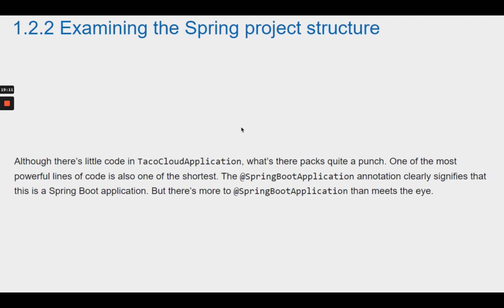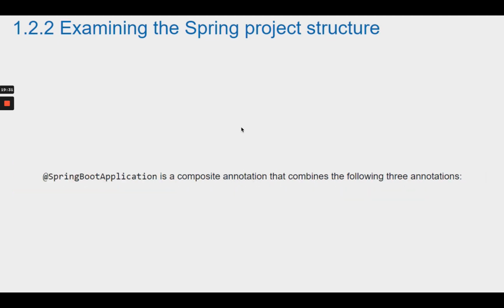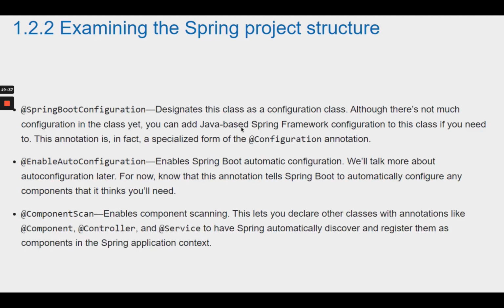Although there's little code in TacoCloudApplication, what's there packs quite a punch. One of the most powerful lines of code is also one of the shortest. The @SpringBootApplication annotation clearly signifies that this is a Spring Boot application. But there's more to @SpringBootApplication than meets the eye. @SpringBootApplication is a composite annotation that combines the following 3 annotations.